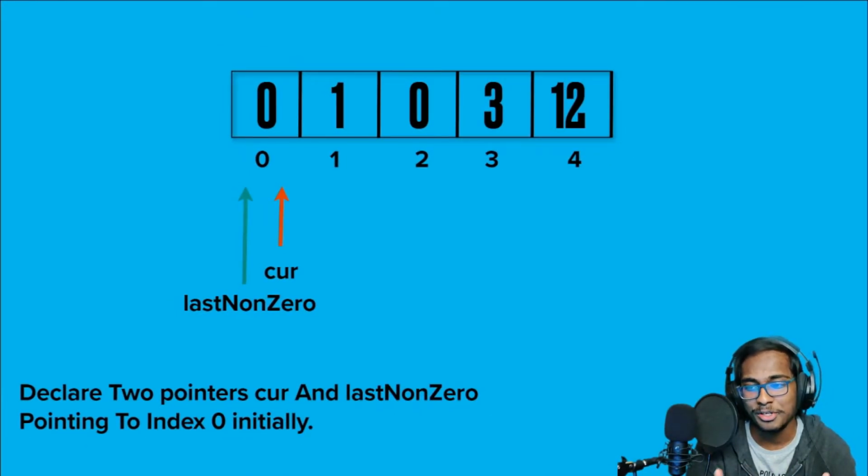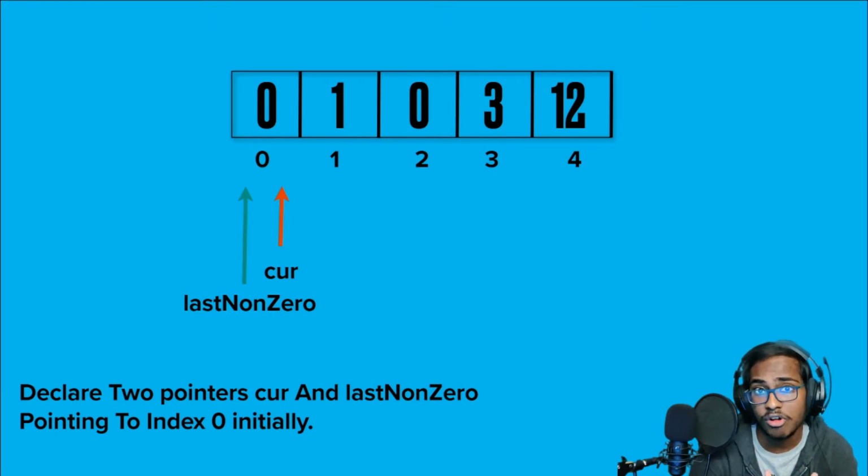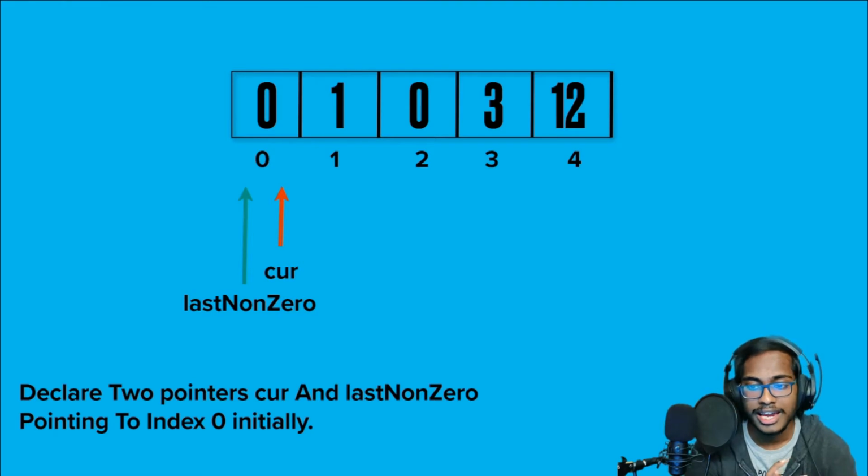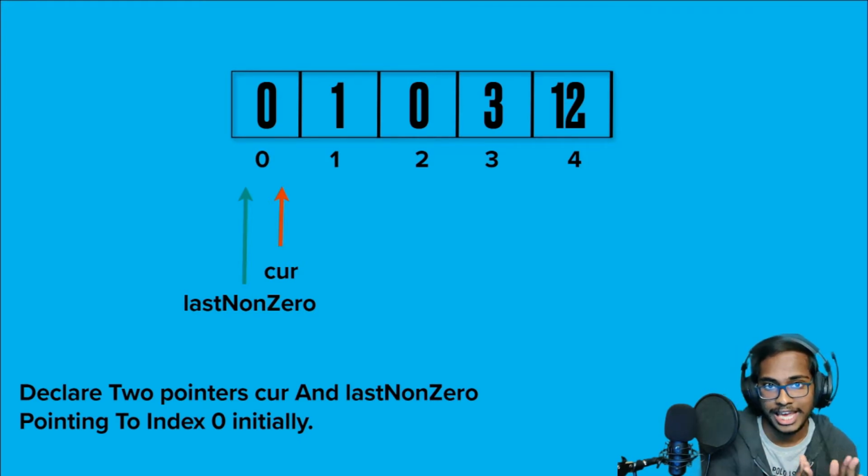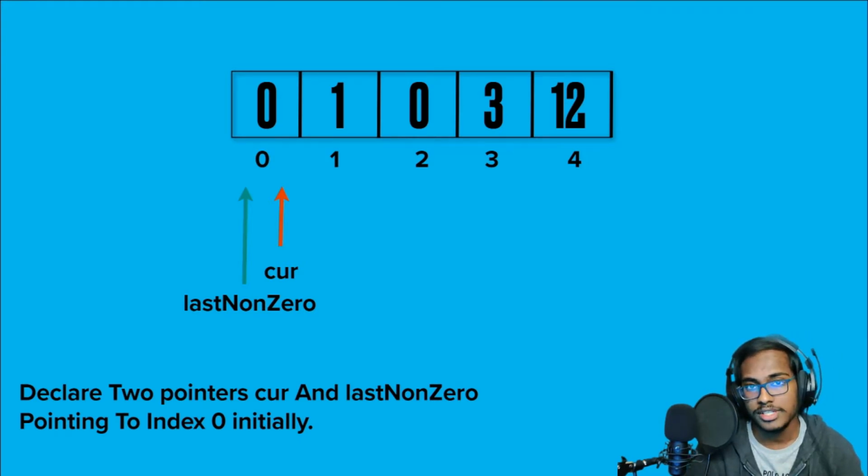We are going to declare two pointers. In this case, the first one is called cur and the second one is called last non-zero. Now, cur is going to be moving from the 0th index all the way to the end of the array. And in case it encounters a non-zero element, then it's going to do a swapping operation. And the last non-zero pointer will always point to the index where the non-zero element can be added. Both of these are basically used for a swapping procedure.